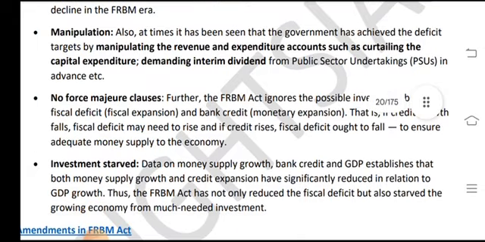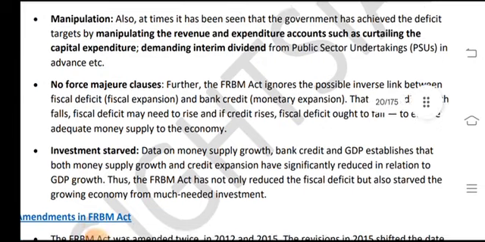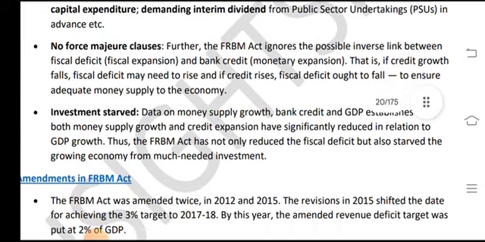Manipulations: at times it has also been seen that the government has achieved the deficit targets by manipulating revenue and expenditure accounts, such as deferring capital expenditures and demanding interim dividends from public sector undertakings (PSUs) in advance, etc.